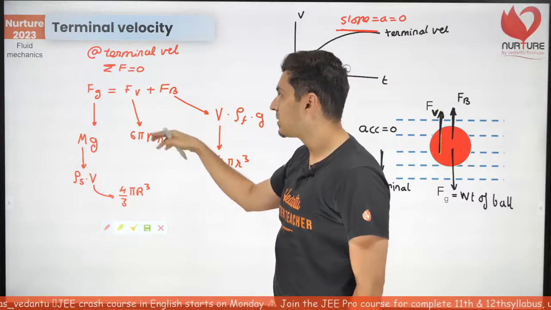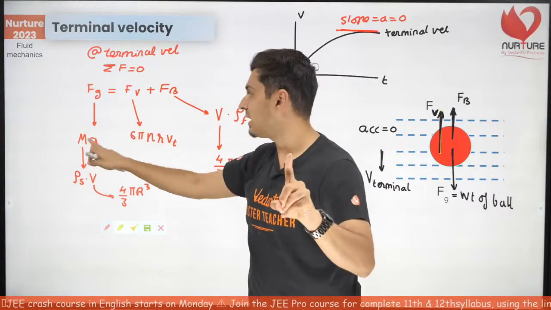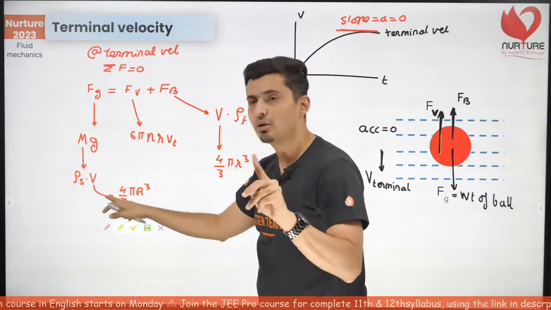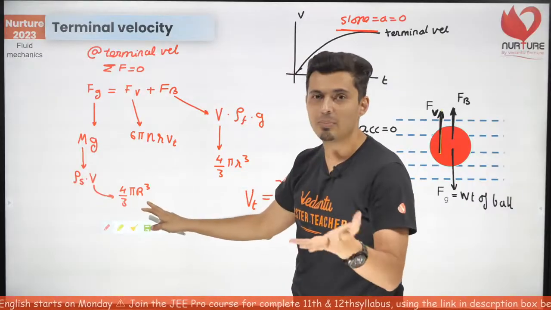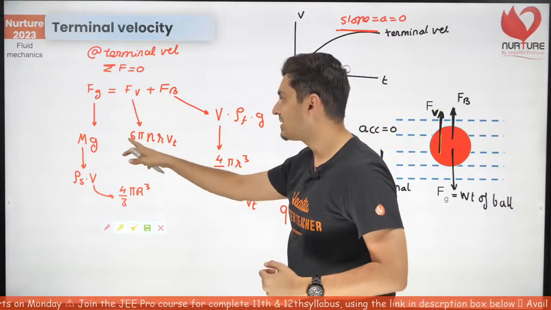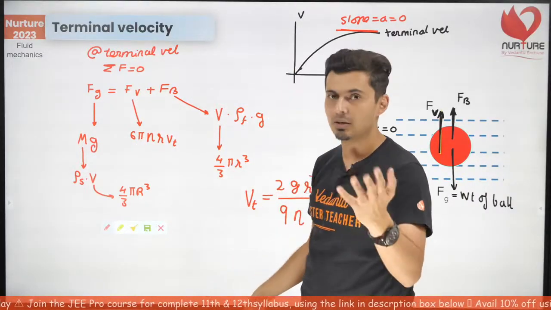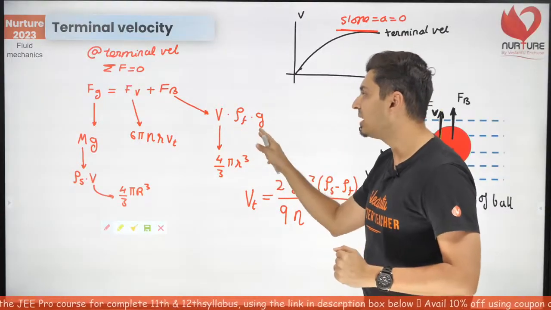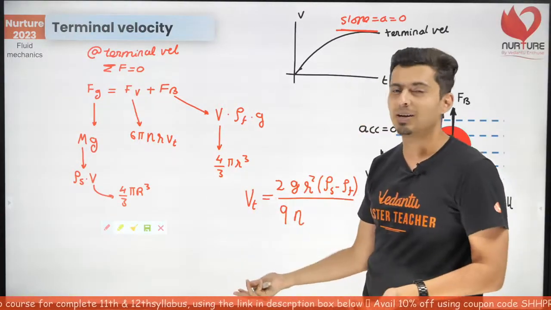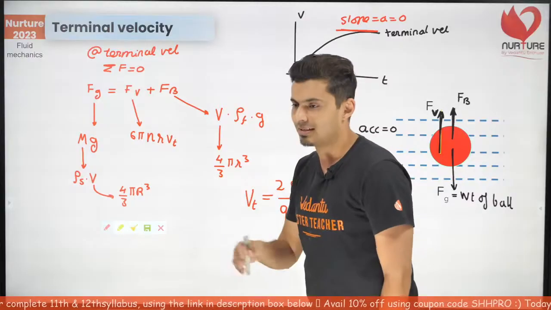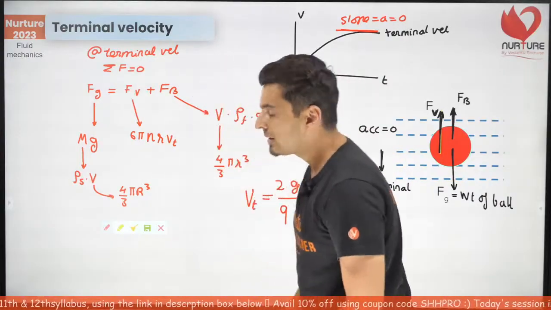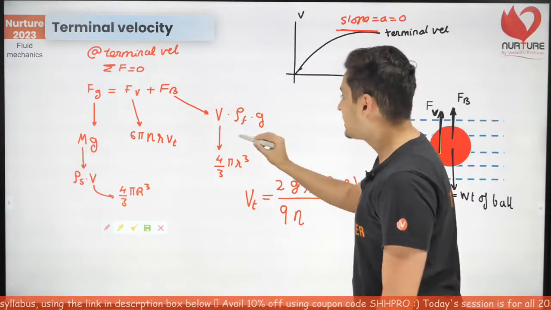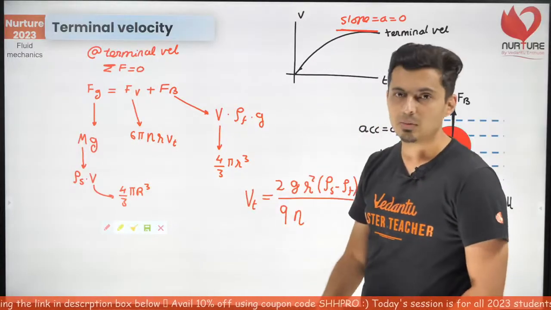If it remains constant, that's it. You can equate the forces. Gravitational force is mg, mass is density into volume, volume is 4 by 3 pi r cube. Drag force is 6 pi eta rv, Stokes Law. Buoyant force is V rho g, volume is again 4 by 3 pi r cube. Solve this, you will get the answer. This much you will be able to do. You will be able to solve this equation. This is very easy, my warriors.